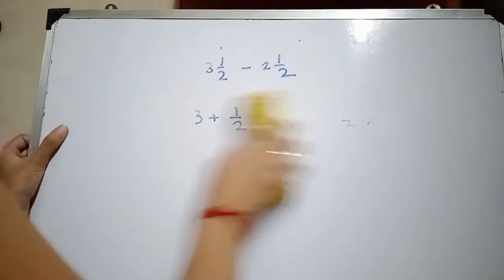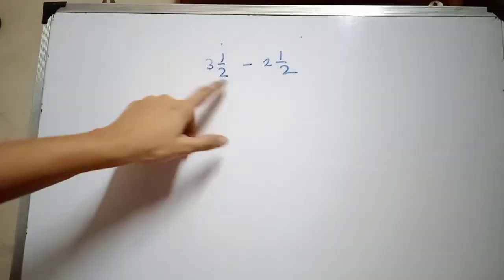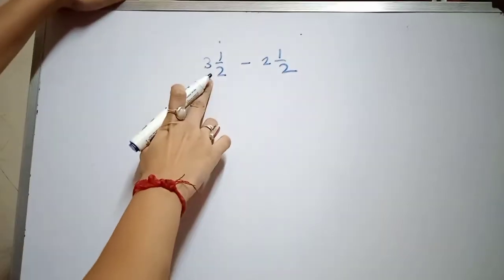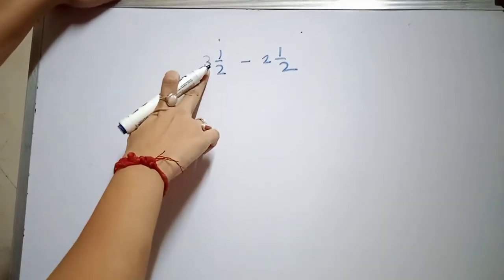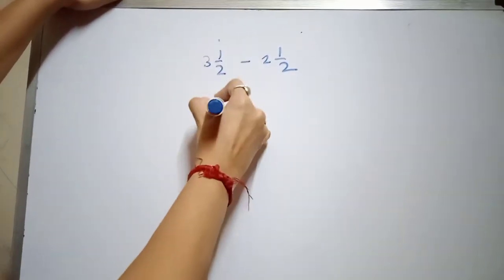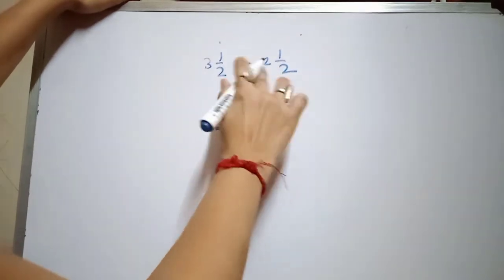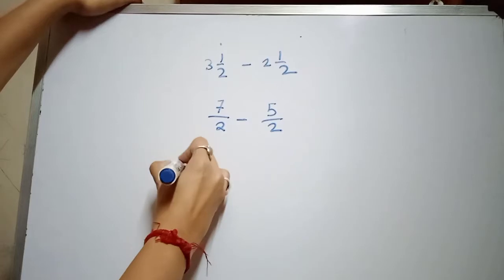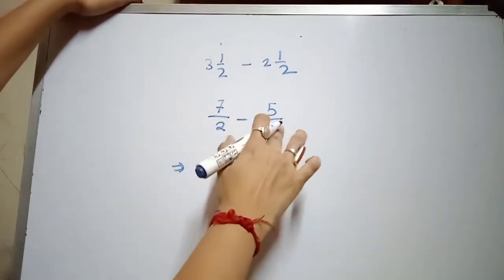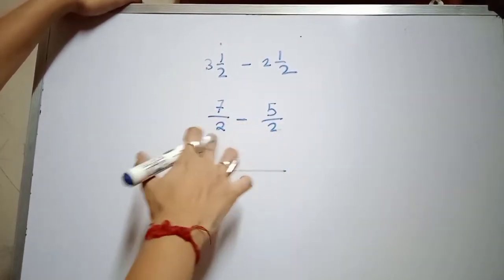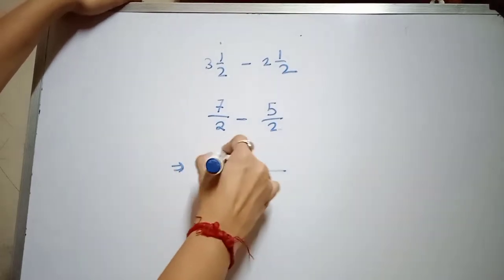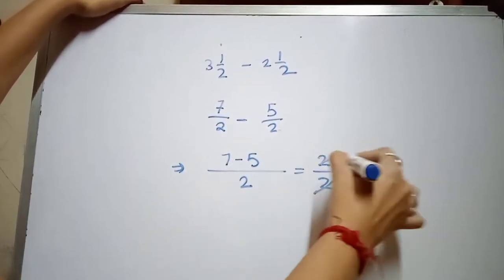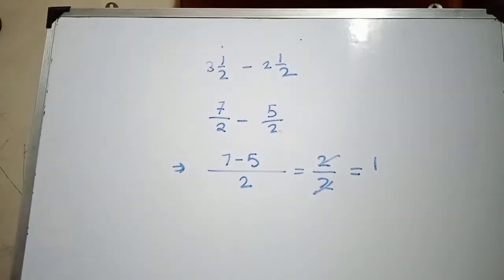So in this process, what will I use? I will simply convert them into mixed fractions. Okay, so what do we have to do? 2 into 3 is 6, 6 plus 1 is 7, so this will be 7 by 2. And 2 into 2 is 4, 4 plus 1 is 5, so this will be 5 by 2. And this will be very much easier. Both denominators are 2, so the LCM will be 2, and 7 minus 5 is 2, so this will be 2 by 2. The 2s cancel out and we get 1 as the answer.